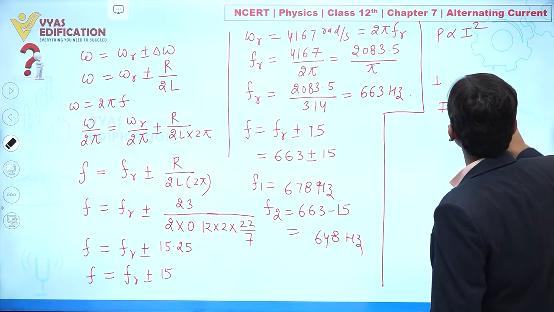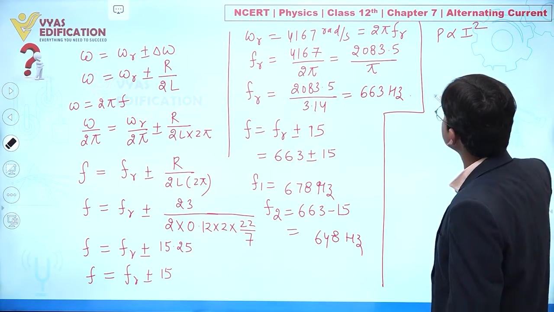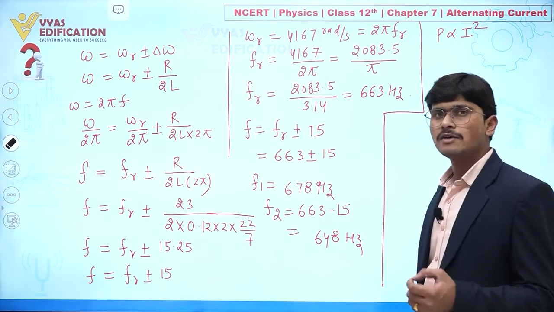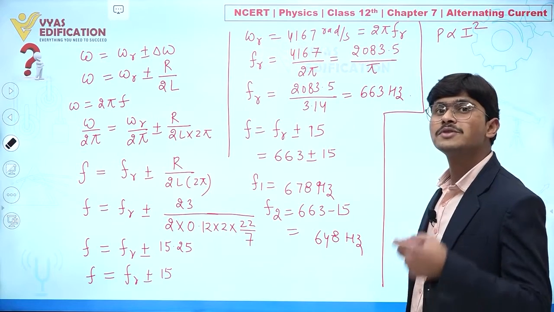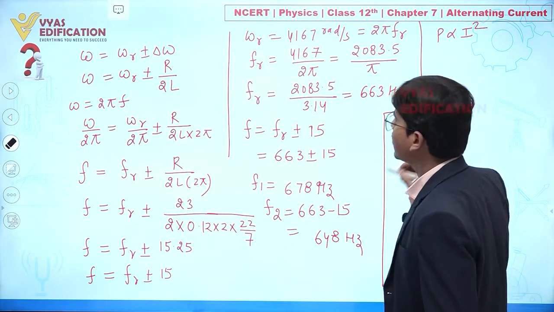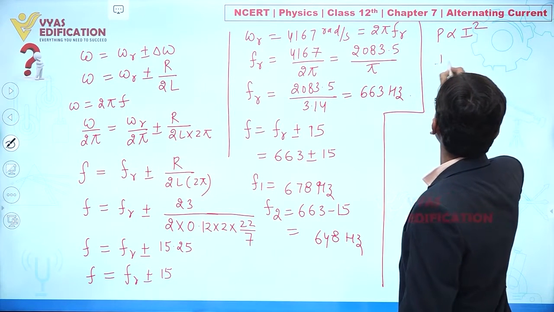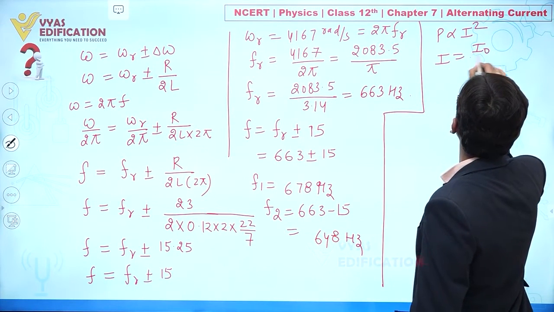Or it means we can say when we have half of the maximum power, at the same time the current will be 1 by root 2 times the maximum current. Clear? So directly you can say I is equal to I naught by root 2.